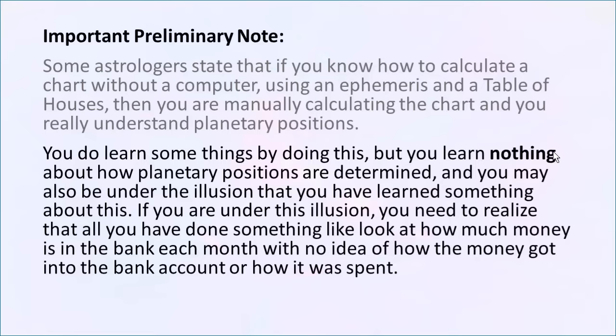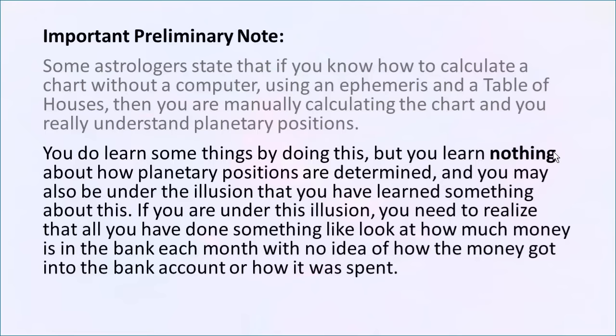So again, if you've learned how to use an ephemeris, or if you've been told that you really need to learn this so you really understand how planets are calculated, just to underscore this point, you really have not learned anything. You've learned nothing about how planetary positions are determined, how they're actually calculated. So wipe that idea out of your mind because it will just confuse you.